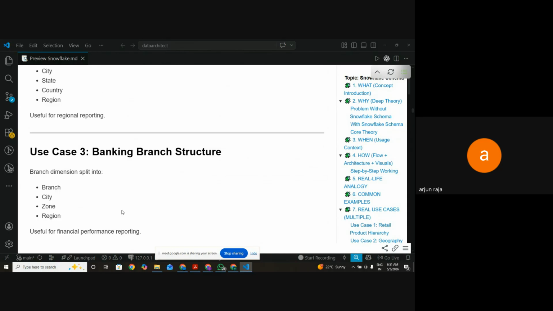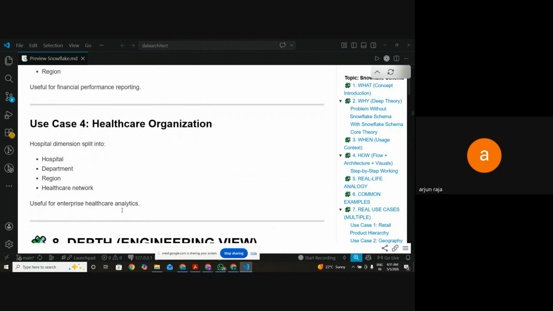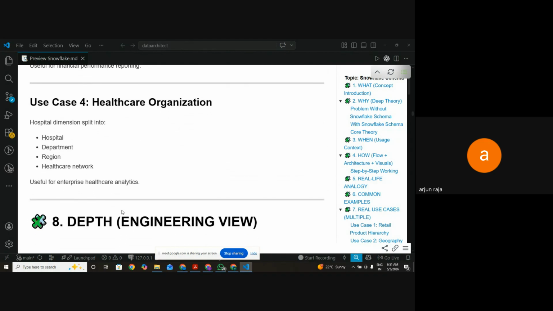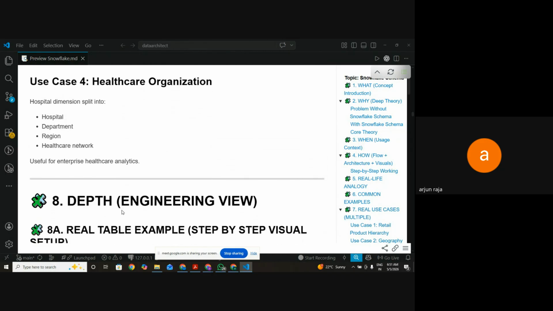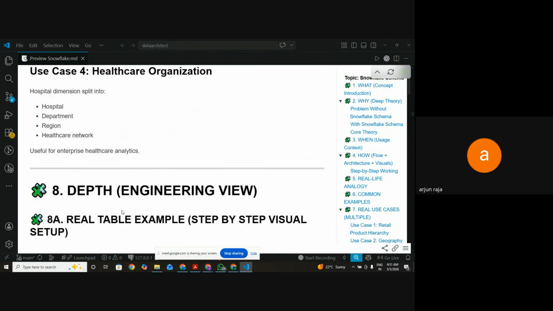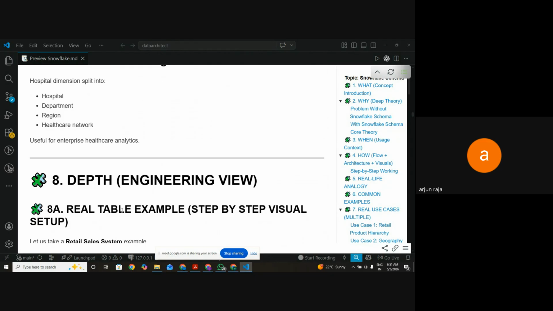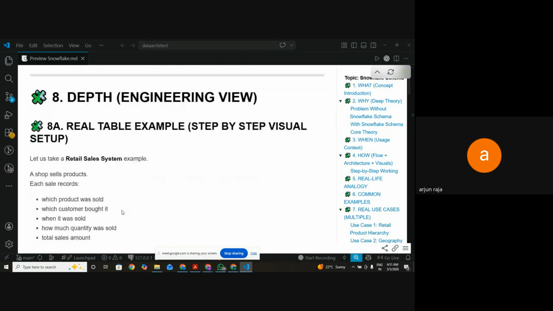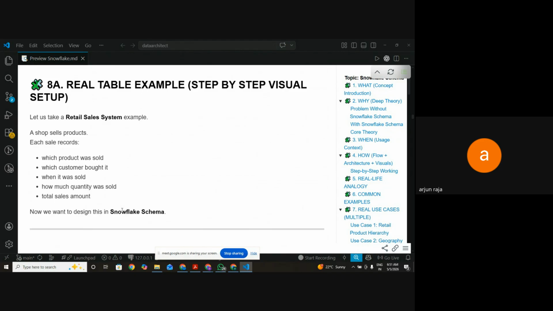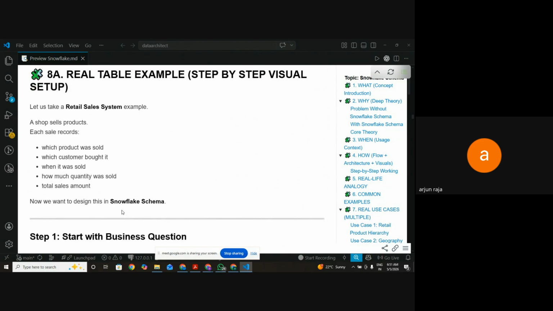Banking we have done. Healthcare means hospital, department, region, and healthcare network. All of this we can think of as a Snowflake schema, because there is more hierarchy in all these examples. Okay, fine. Real table, step by step.